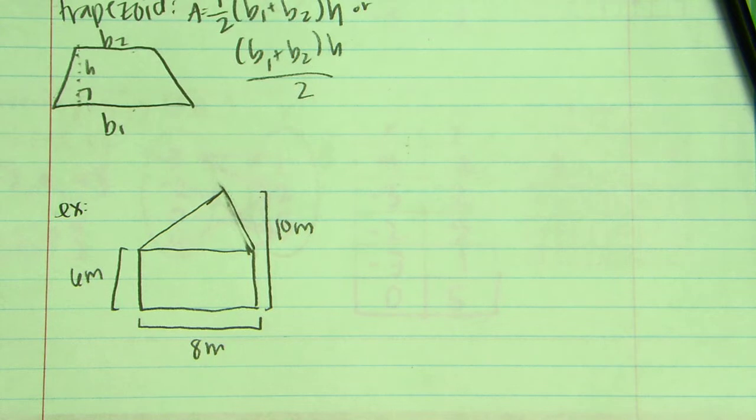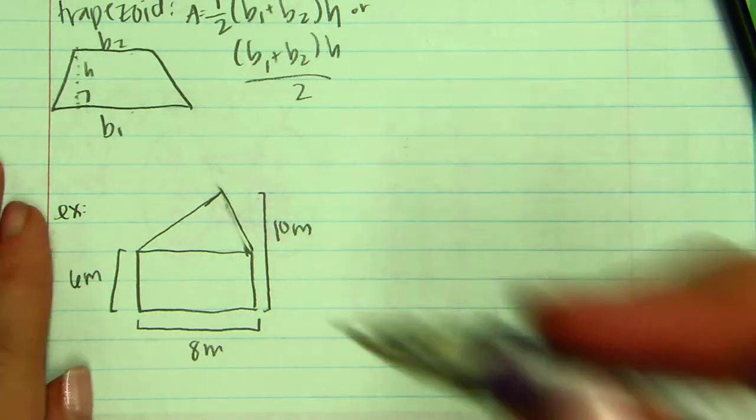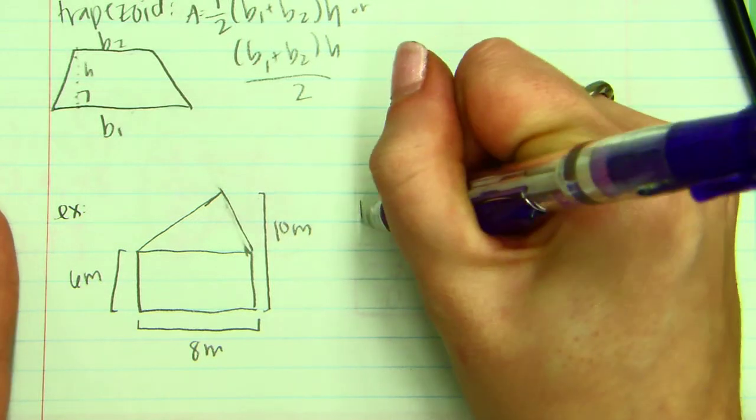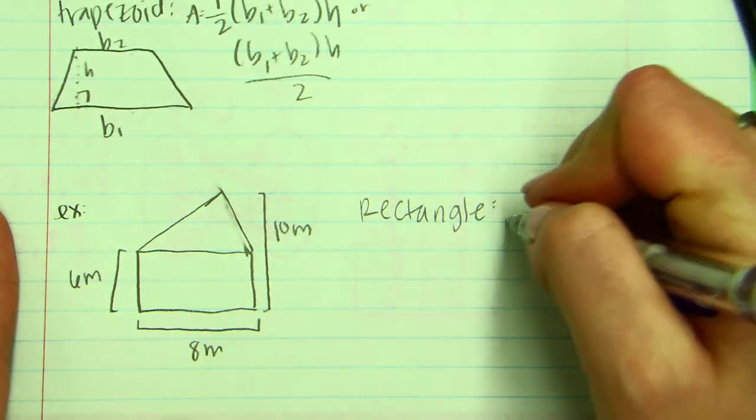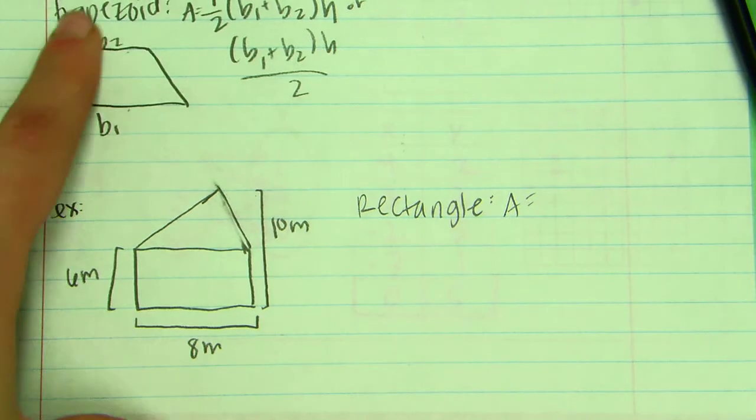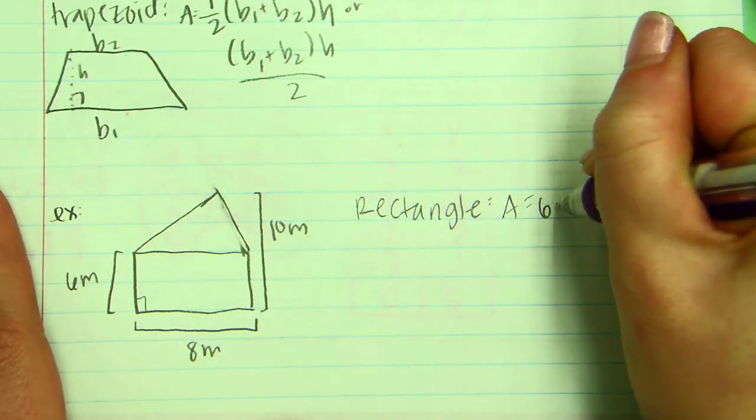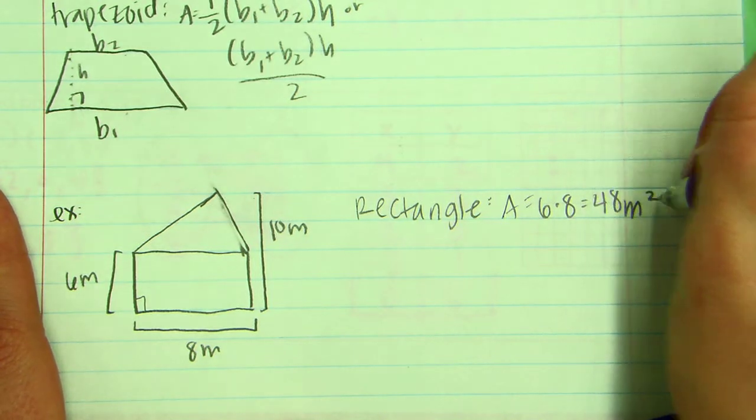So we split this up into shapes that we know. We have a rectangle down here, and we have a triangle up here. So I can find the area of the rectangle. I'll write it over here. I can find the area of the rectangle by doing, it's a parallelogram, so base times height. Since it's a rectangle, these make a 90-degree angle. So I'll do 6 times 8, which is 48, and the units are going to be square meters.